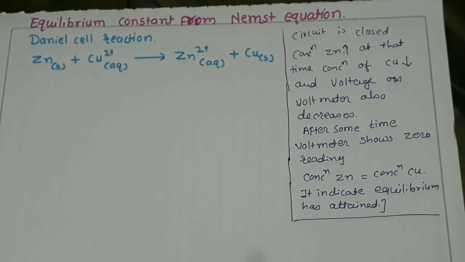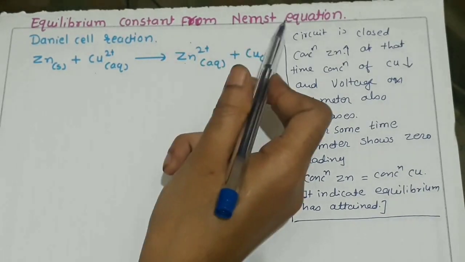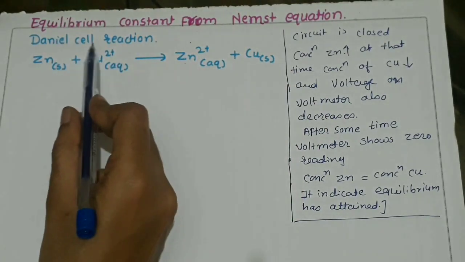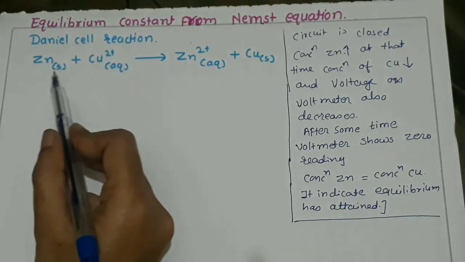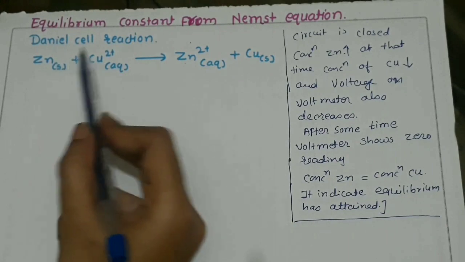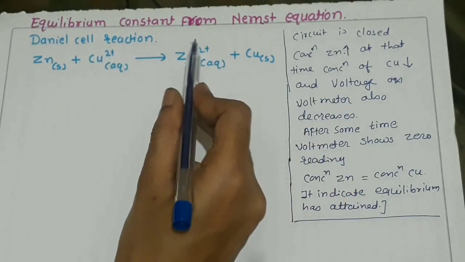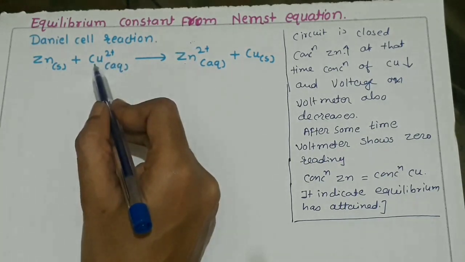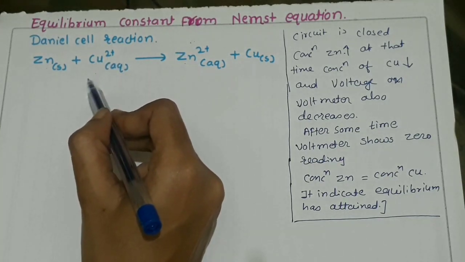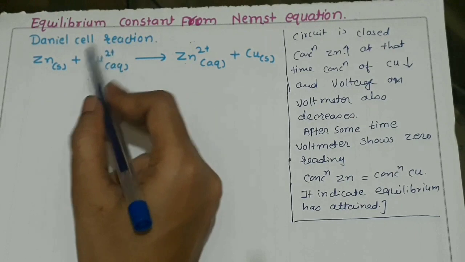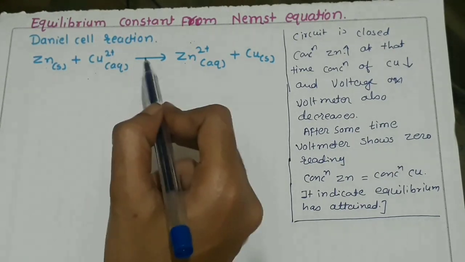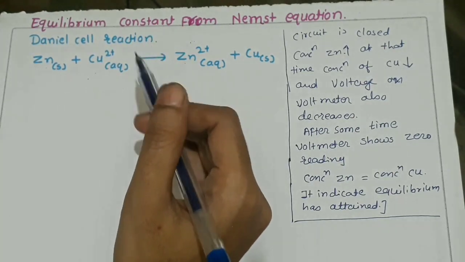Hello students, today our topic is the equilibrium constant from the Nernst equation. For that I have considered the Daniell cell reaction. In this reaction, when the circuit is closed, the concentration of zinc increases. At the same time the concentration of copper decreases, and the voltmeter reading also decreases.